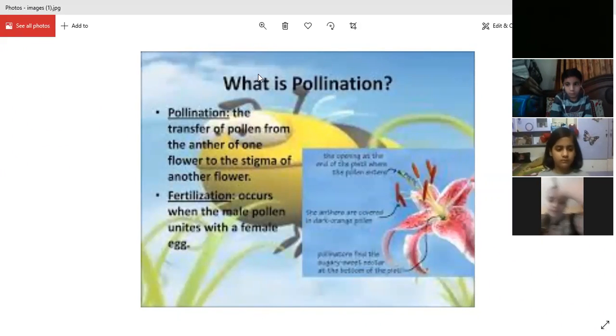Now, what is fertilization? Fertilization occurs when the male pollen unites with the female egg. We will be doing fertilization in the next class. So for today, you just need to keep in mind what pollination is, all right? Pollination, in simpler language, is basically a process through which pollen from one flower, with the help of wind, goes and sticks on the stigma of another flower.